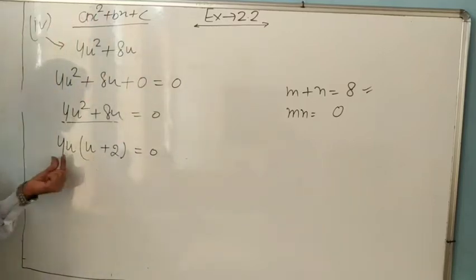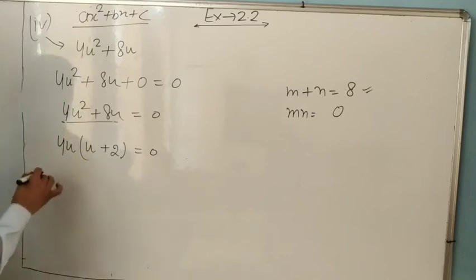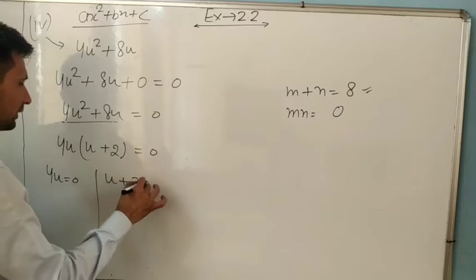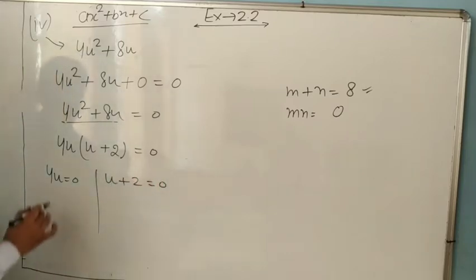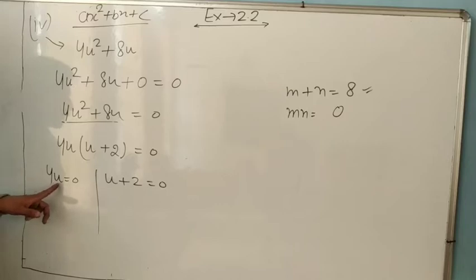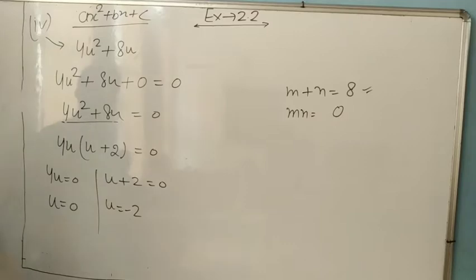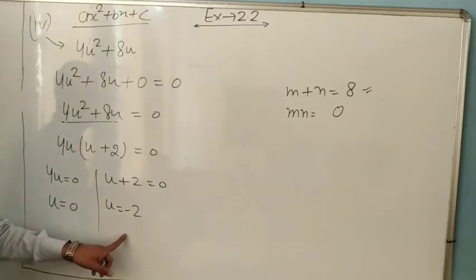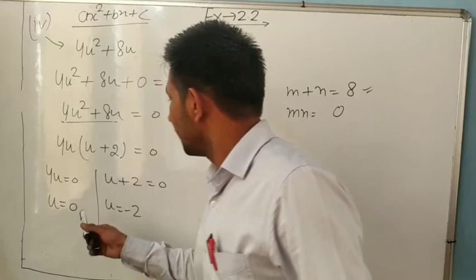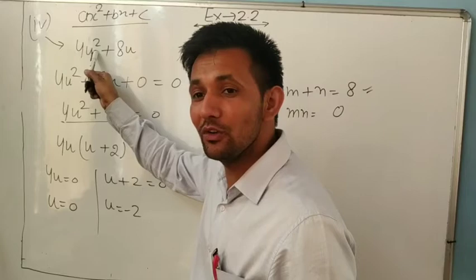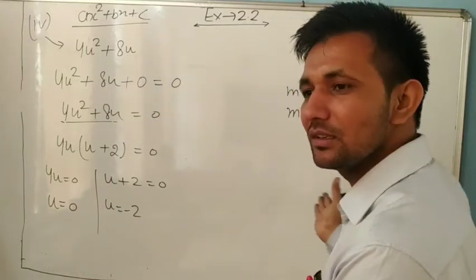Again, the product of two numbers is 0. Either the first number is 0, 4 into u equal to 0, or u plus 2 equal to 0. So 4 into some number is 0, it means u must be 0. Second, u equal to minus 2. So there are two zeros. When you put them in place of u, the polynomial becomes 0. In place of u, 0: 4 into 0 is 0, 8 into 0 is 0.